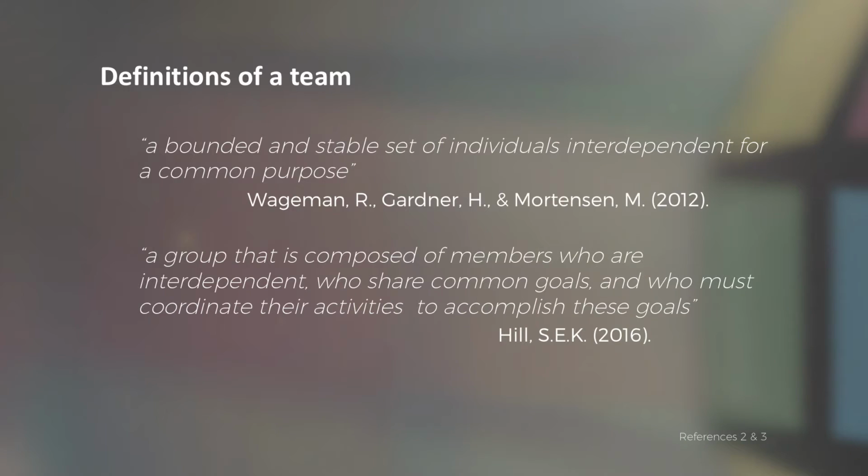A team can be defined as a bounded and stable set of individuals interdependent for a common purpose. Similarly, Hill defines a team as a group that is composed of members who are interdependent, who share common goals, and who must coordinate their activities to accomplish these goals. Some examples of teams include project management teams, quality teams, event management teams, and task forces. In a team, all the team members need to work collectively to be able to achieve their shared goals.